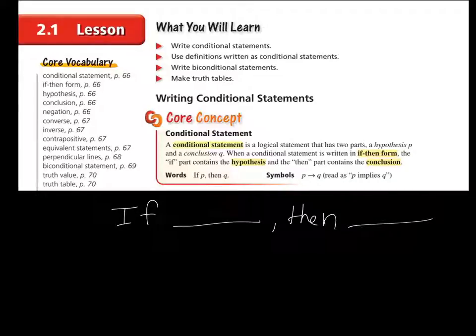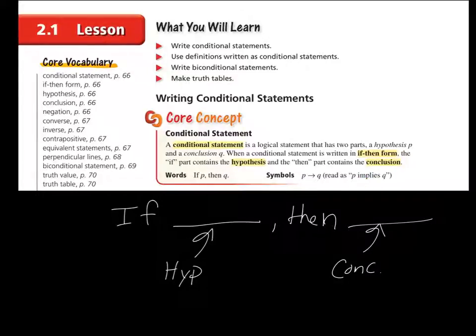The statement that follows your if is called your hypothesis, and the statement that follows then is called your conclusion. Many times with if-then statements, they're just going to assign variables P and Q to your hypothesis and conclusion. So P and Q are read like that. Symbols for if-then statements look like this right here. P then Q, or P implies Q like it says here.